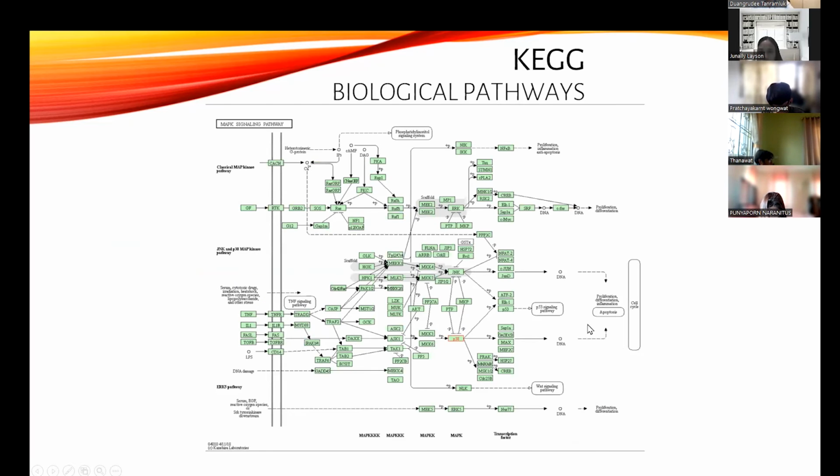Next, forget everything. Now we want to go into networks. Network of everything, we have a database called KEGG, Kyoto Encyclopedia. So it's the encyclopedia of biological pathways. So you know that proteins don't work by themselves.